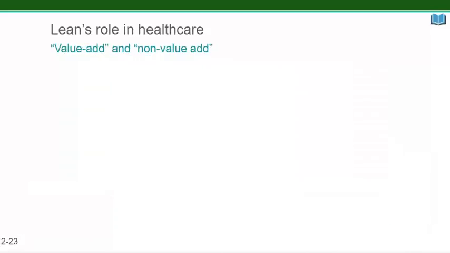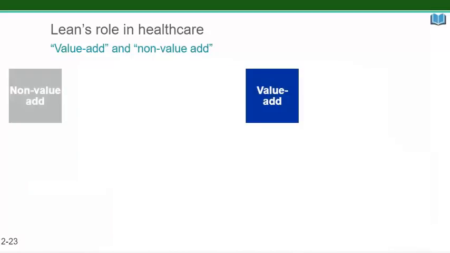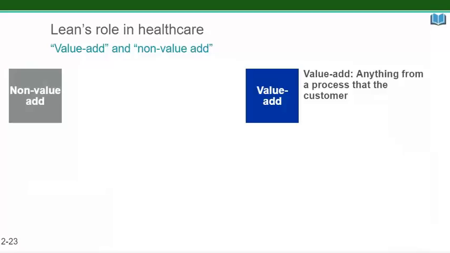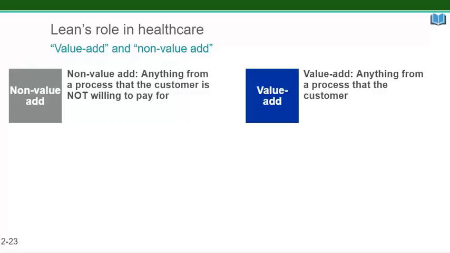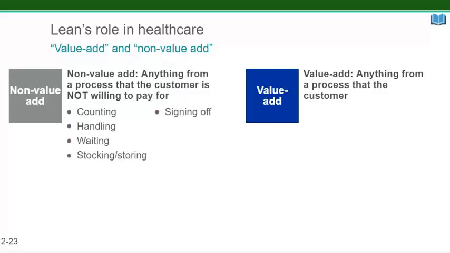Our next critical concepts are value add and non-value add. Value add is anything from a process that the customer is willing to pay for. On the other hand, non-value add is anything from a process that the customer is not willing to pay for. Typical non-value add activities include counting, handling, waiting, stocking, storing, signing off, multiple order processing, and moving.